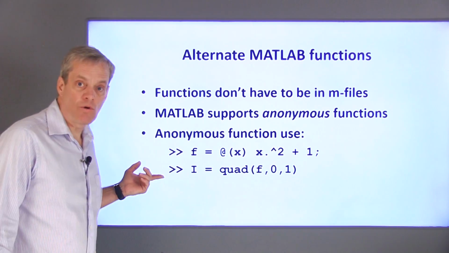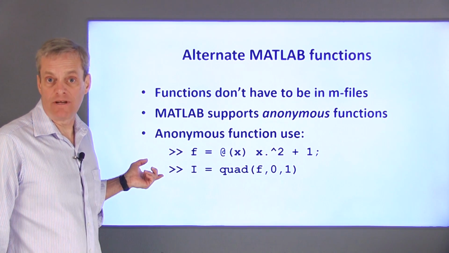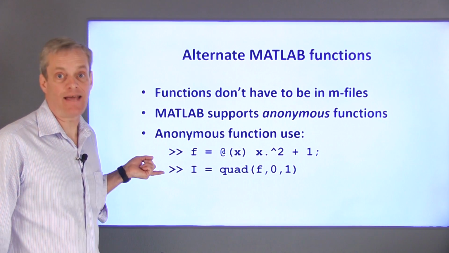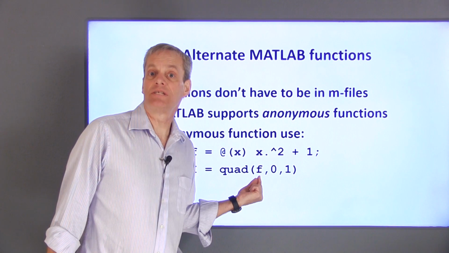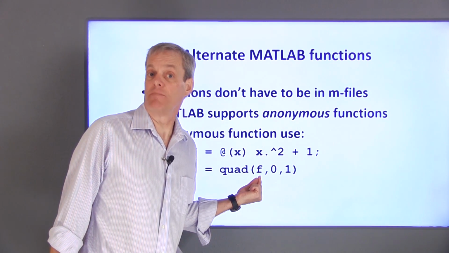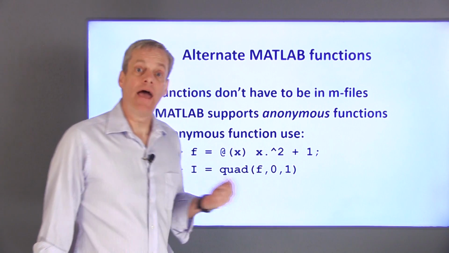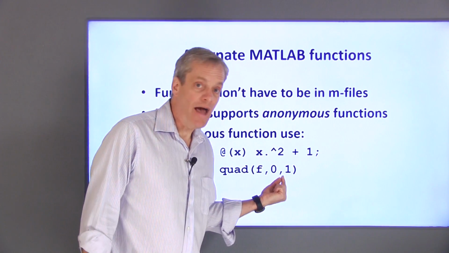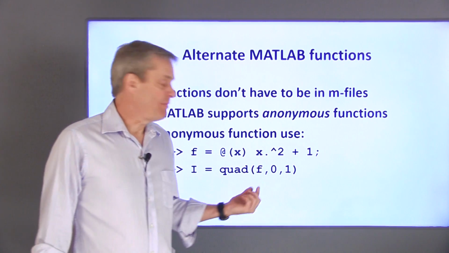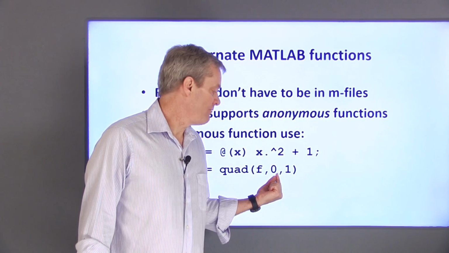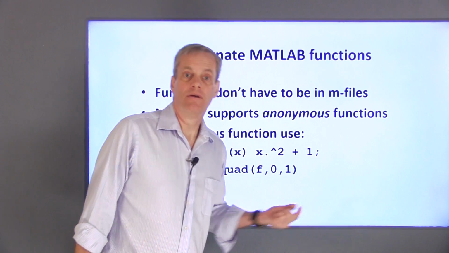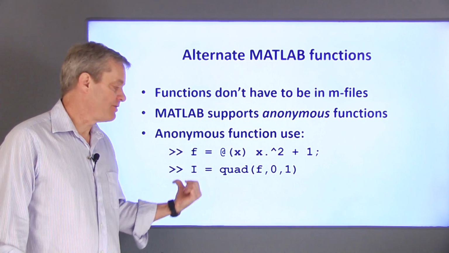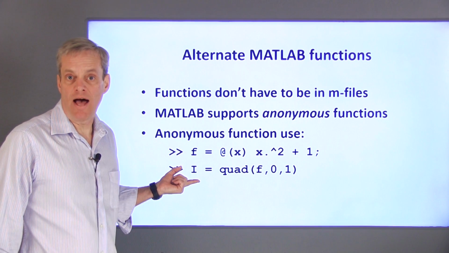Now the quad or quadL functions can be used to integrate the anonymous function with this syntax. The name of the function still appears first in the argument list, but no quotes are necessary. As before, the lower and upper limits of integration appear next, so in this example I'm integrating the function between values of x of 0 and 1. The value of the integral is returned as before. I'm using the variable I.